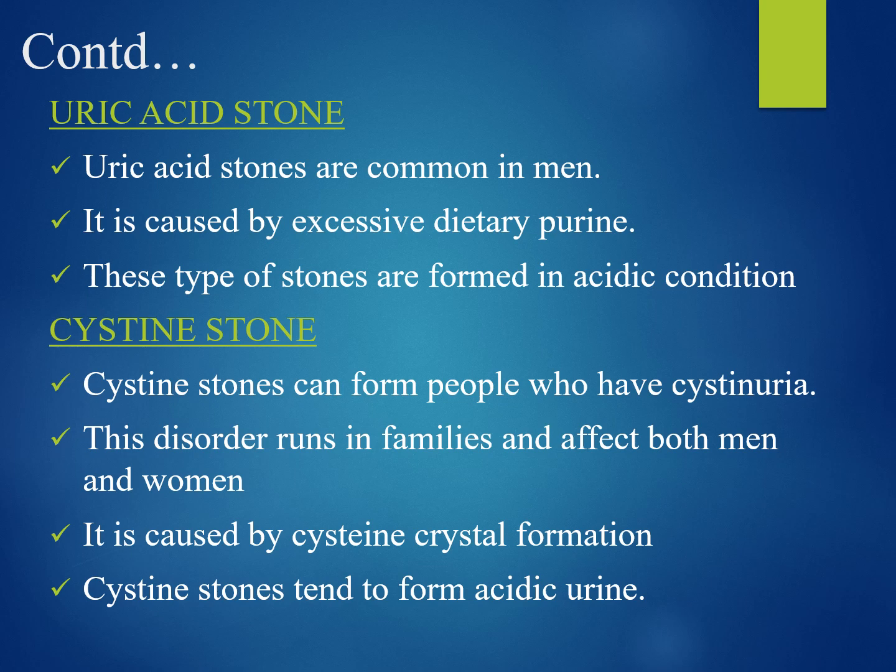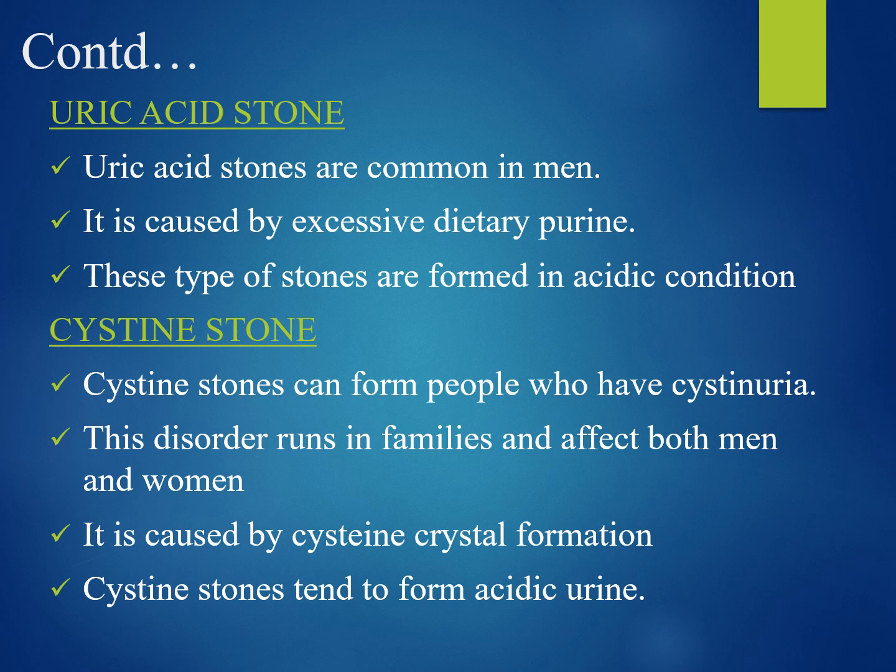And then the last type of stone is cystine stone. Cystine stones can form in people who have cystinuria. Cystinuria is one of the inborn errors, where cystine is excreted in the urine. This disorder runs in families and affects both men and women. This is a familial renal stone disease. It is caused by cystine crystal formation.